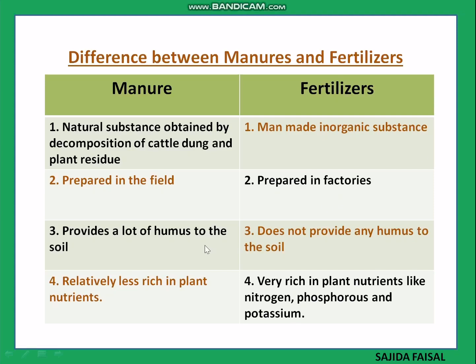Then manure is providing a lot of humus to the soil, but fertilizers are not providing humus to the soil. Then manure is relatively less rich in plant nutrients, but fertilizers are very rich in plant nutrients like nitrogen, phosphorus and potassium.